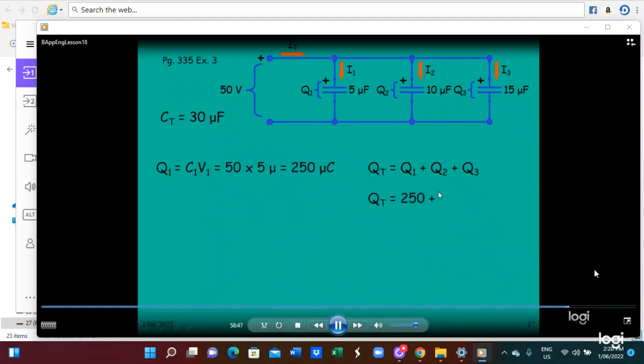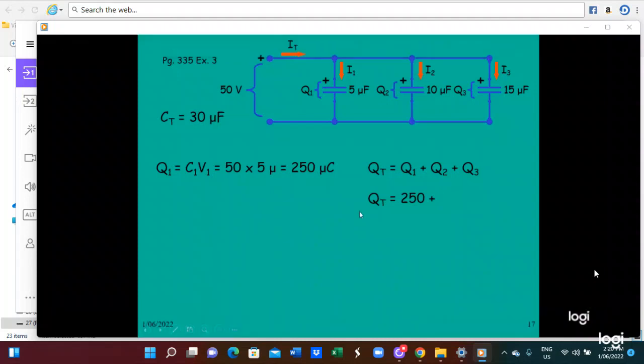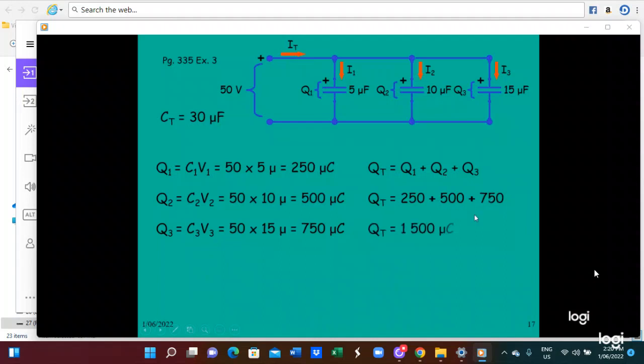Q1 equals C1 V1, 50 multiplied by 5, 250 microcoulomb. Q2 equals C2 V2, 50 multiplied by 10, 500 microcoulomb. Q3 equals C3 V3, 50 multiplied by 15, 750 microcoulomb. So you add everything. QT equals 250 plus 500 plus 750, you get 1500 microcoulomb. Therefore, QT equals 1500 microcoulomb.